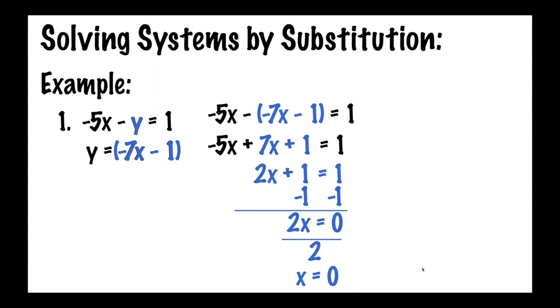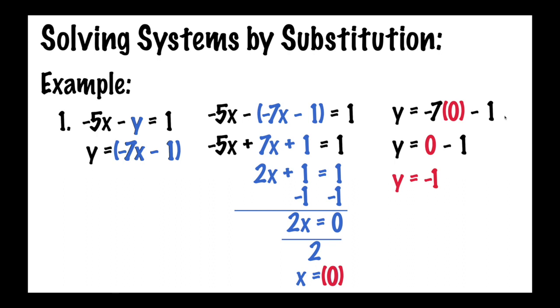So the next thing we're going to want to do is plug that 0 back in for one of the expressions. And I'm going to choose to plug that in for the bottom one because I'm trying to find y, and y is solved for in this expression. But if you did this to the top, you should get the same result. So here I've got negative 7 times my x value that I now know, which is 0, and then minus 1. Well, negative 7 times 0 is going to be 0, so I just get y is equal to negative 1.